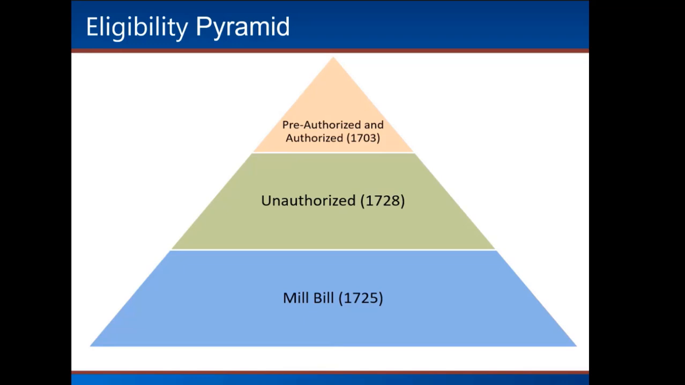At the second tier of the eligibility pyramid is 1728 unauthorized care, which is also referred to as service-connected care. Only veterans with a service connection rating are eligible under 1728. Finally, at the base of the eligibility pyramid is 1725 mill bill, which is also referred to as non-service connected care. Veterans who do not have any service connection rating, or those who are not P&T, or whose service connection is not related to the care received are eligible under 1725.